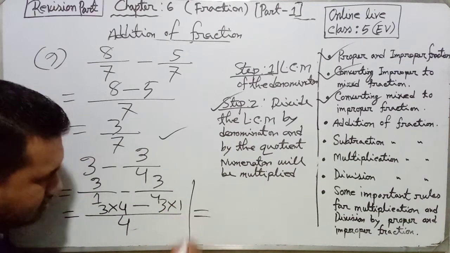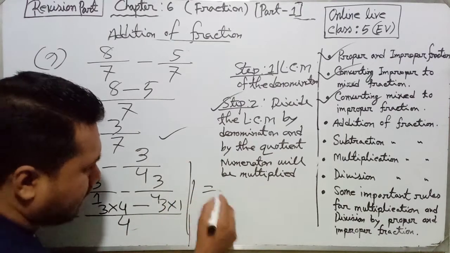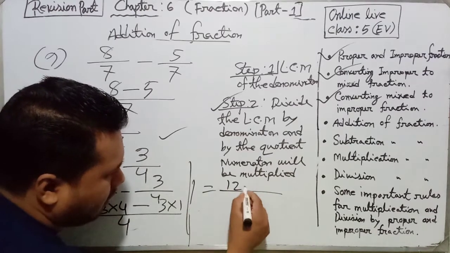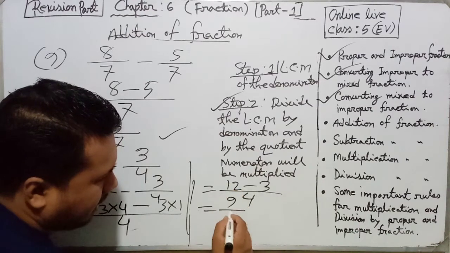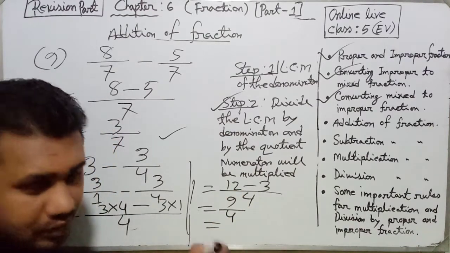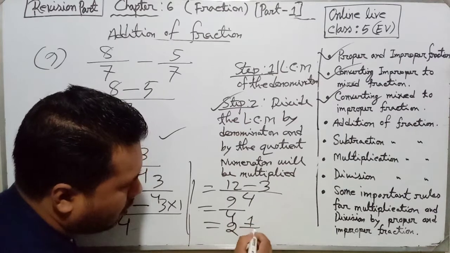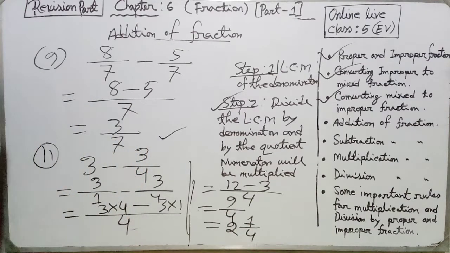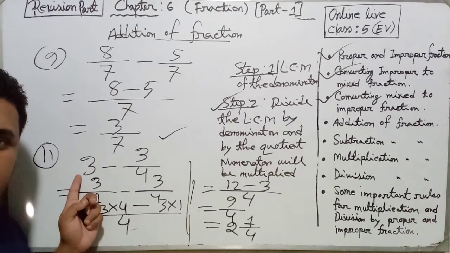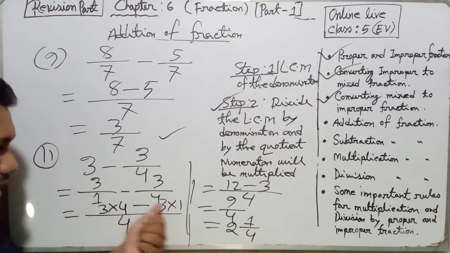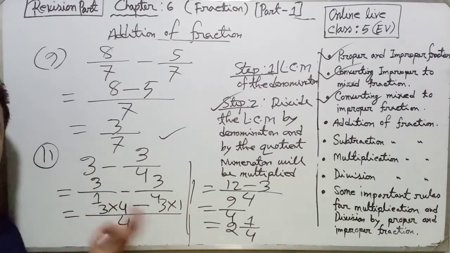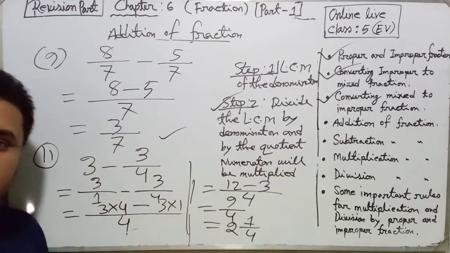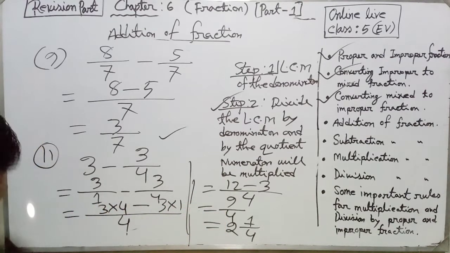Now what will be the answer, dear students? We can write it will be 12 minus 3, and this is 4. So it will be 9 by 4. So 9 by 4 is an improper fraction. Now if we convert, it will be 2 whole 1 by 4. So the answer is 2 whole 1 by 4. Remember, any integer you can take as 3 by 1. Now take the LCM. If we divide the LCM by 1, the answer will be the same, so we have to multiply 3 by the LCM. Now we will get this. Clear, dear students? Very simple.